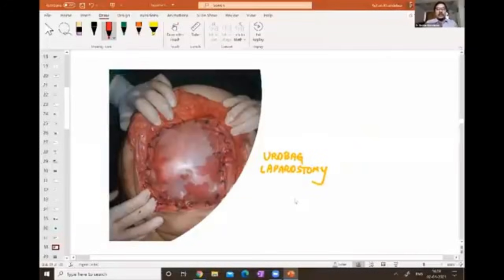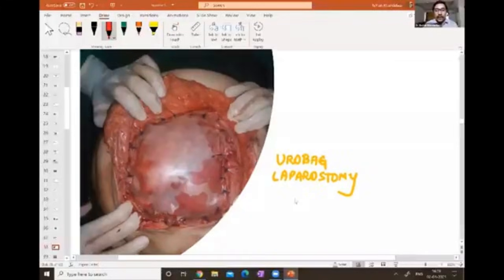The rectus sheath which is opened up, we will put a urobag on top of that and we'll cover up the wound. That is known as urobag laparostomy. That is the emergency management. Yes, pigtail can be used for pleural drainage as well. So urobag laparostomy is the temporary or the emergency management for a patient with burst abdomen.